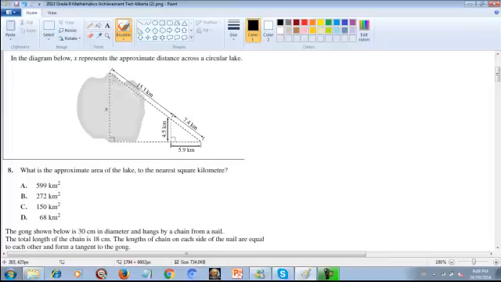To find the length of x, we have to consider these two triangles. This is one triangle, and this is another triangle. These two triangles are similar because these both are 90 degrees and this angle is common. If two angles are equal, the third angle must be equal, so these are two similar triangles. For similar triangles, the ratios of the corresponding sides are equal. So this side divided by this side will be equal to this side divided by this whole side.